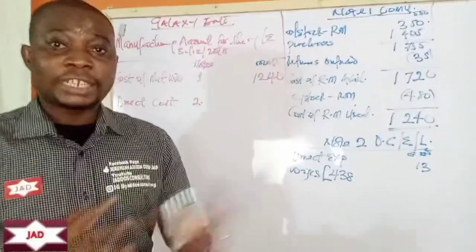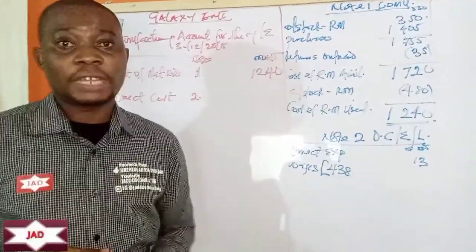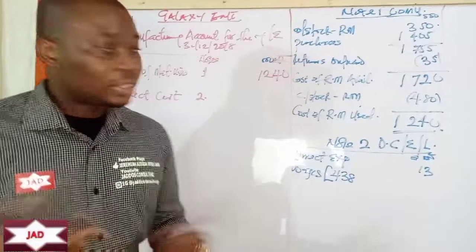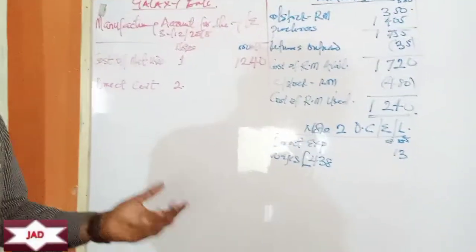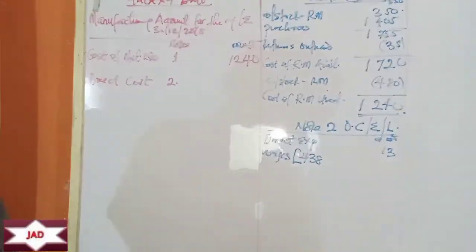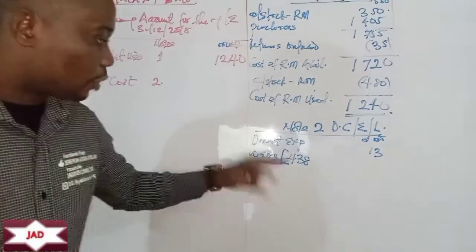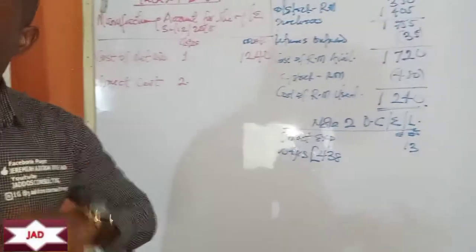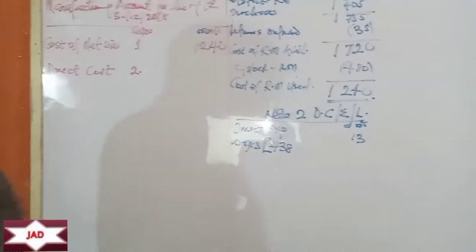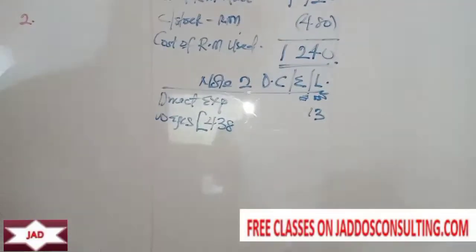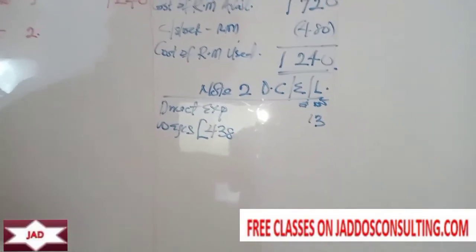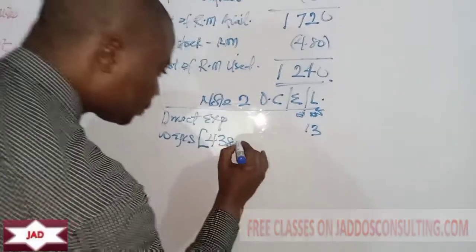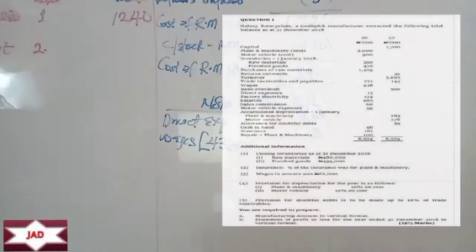Usually accruals at the end of the period increase the expense of that line item. So we're saying that wages in the trial balance, what has been paid for is 438, but as at the end of the year there's still 62,000 that is being owed for wages. So wages will increase. Go to jadosconsulting.com to take your class on accruals. So we have addition here, 62,000.